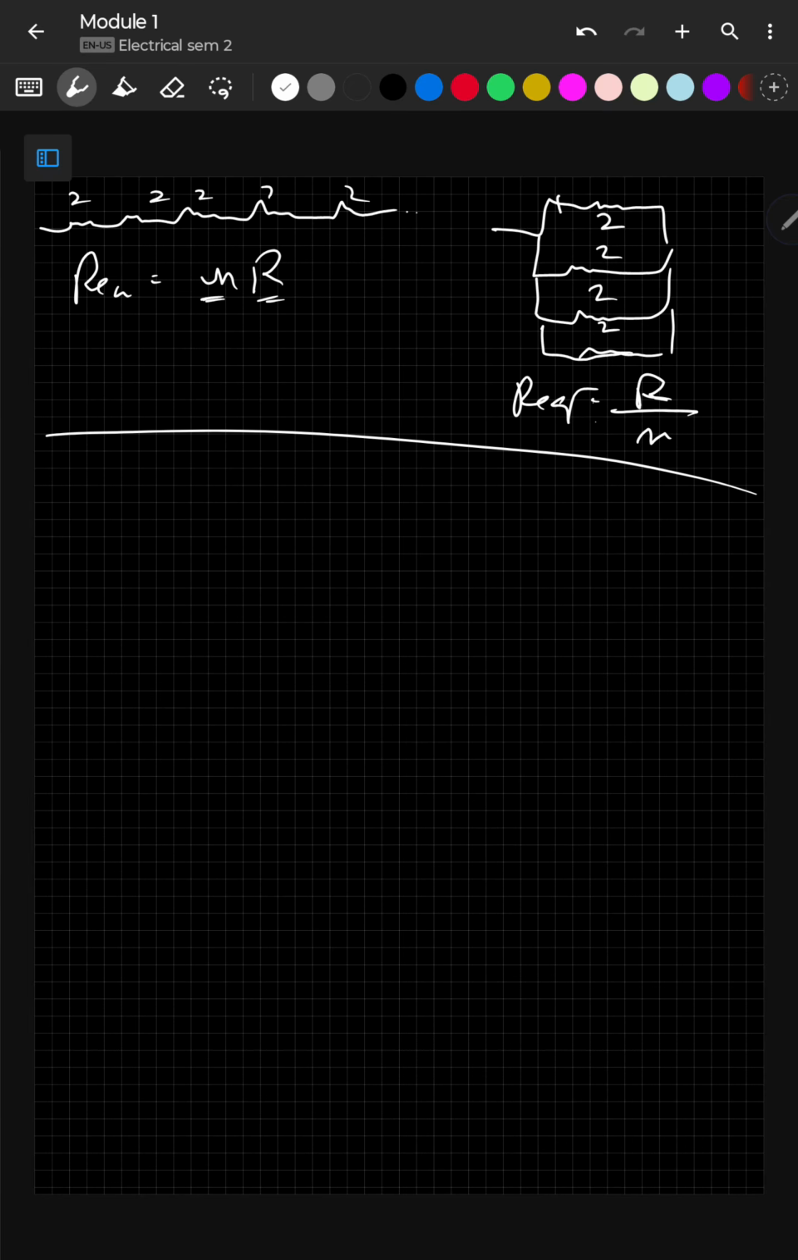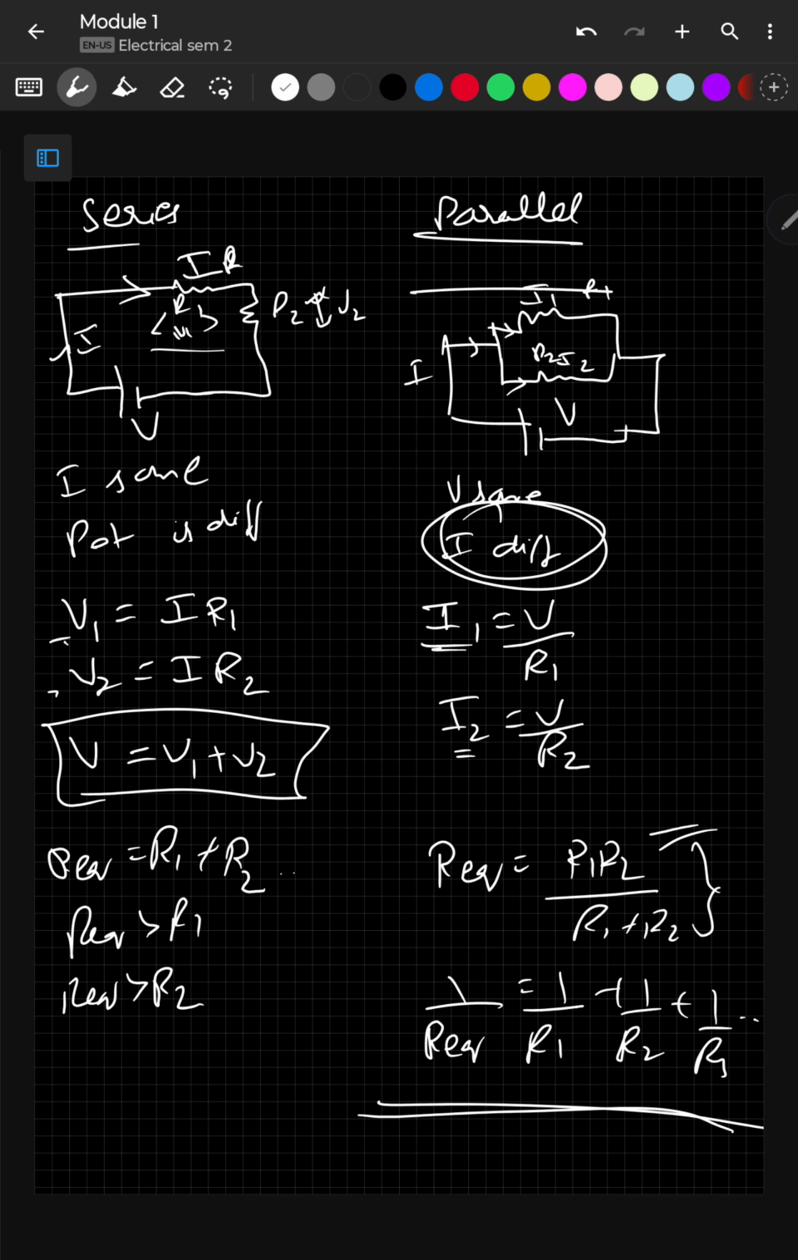That's it. For this, we are done with the formula revision. I'll quickly revise. In series connection, the current is same, the potential is different. In parallel connection, the potential is same, the current is different. So in series, it will be in terms of I1 and I2, in terms of V1 and V2. Here V equals V1 plus V2. And here R equivalent is R1 plus R2.